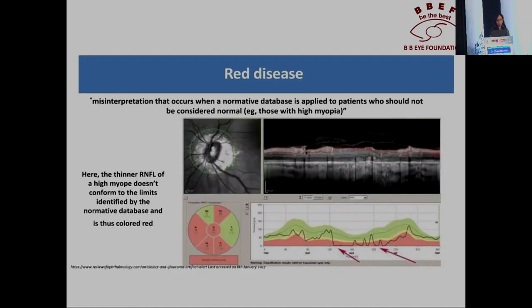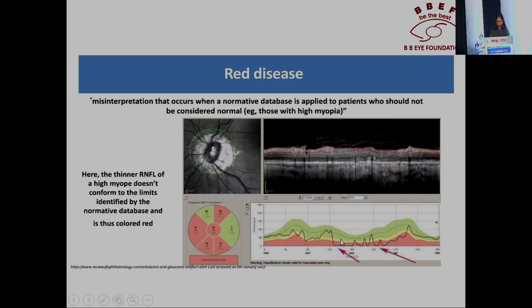So what is the red disease? Red disease is misinterpretation that occurs when a normative database is applied to patients who should not be considered normal, say as for example people who have high myopia, where the RNFL by itself is thin, and all this that you see on the OCT graph pattern is actually because of that and not because of glaucoma.